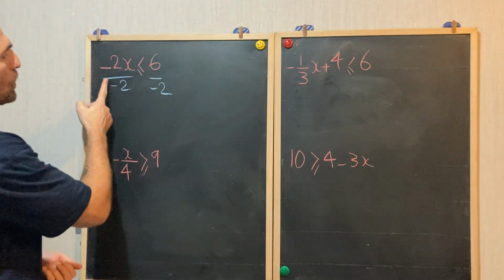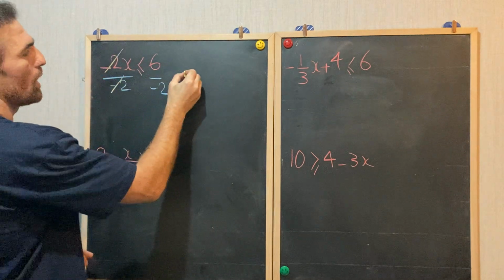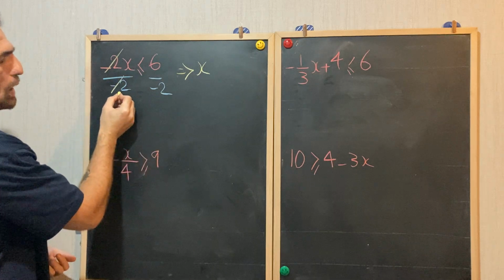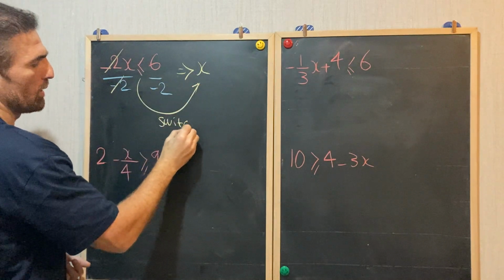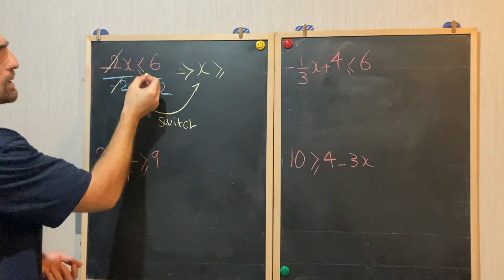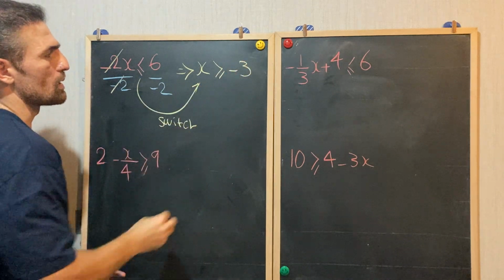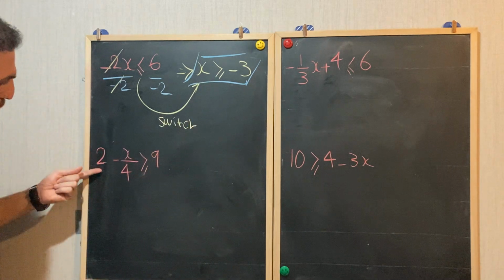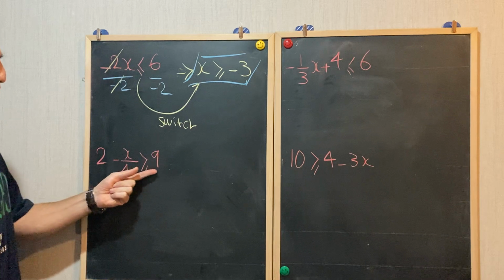Okay. Negative 2 divided by negative 2. Negative 2 cancel out. Left side, it's gonna be x. We divide both sides by a negative number, we need to switch the inequality sign. It's gonna be greater than or equal. 6 divided by negative 2 equals negative 3. And this is your answer.